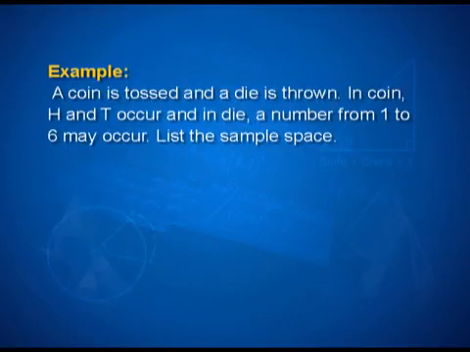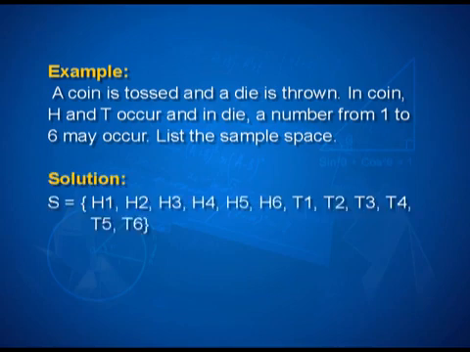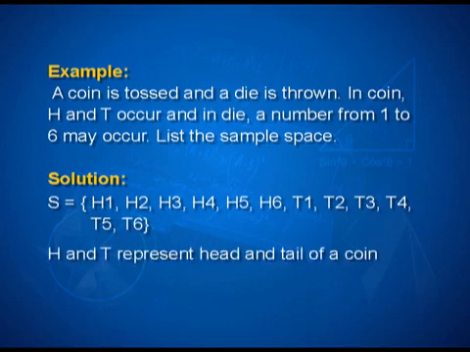Let us see one more example. A coin is tossed and a die is thrown. In the coin, H and T occur, and in the die a number from 1 to 6 may occur. List the sample space. Here the sample space formed will be S = {H1, H2, H3, H4, H5, H6, T1, T2, T3, T4, T5, T6}, where H and T represent head and tail of a coin.